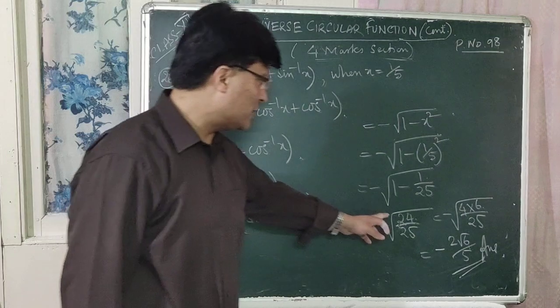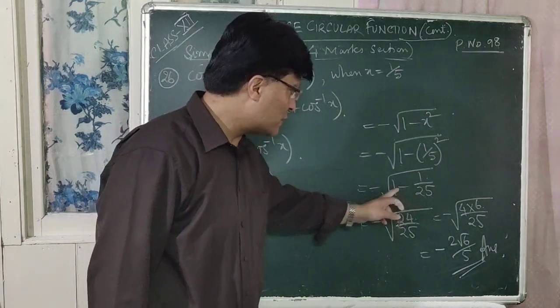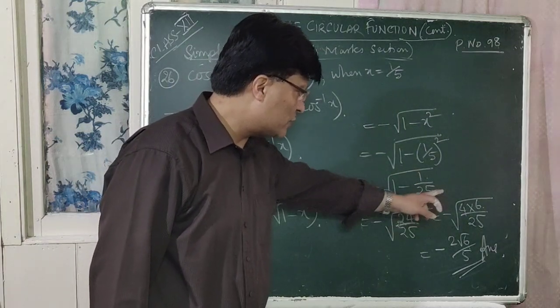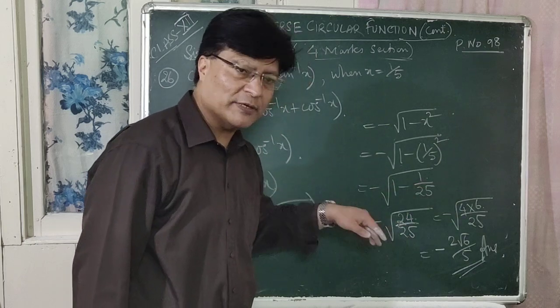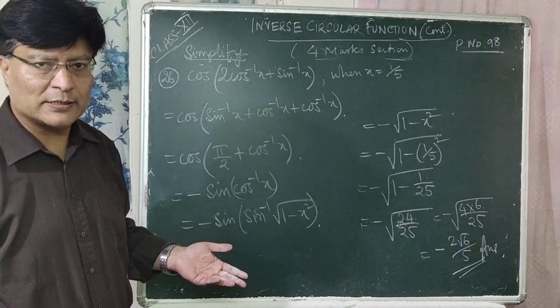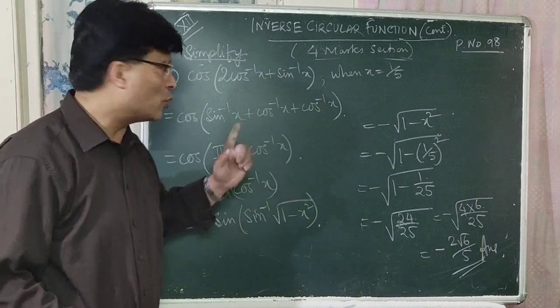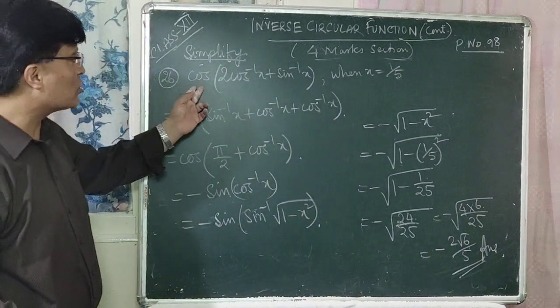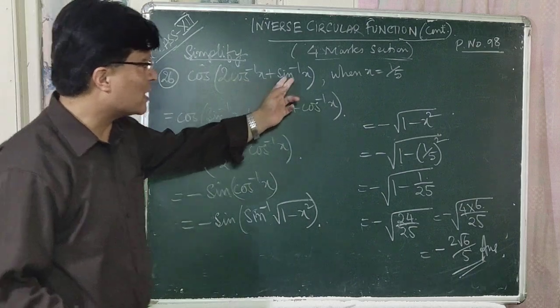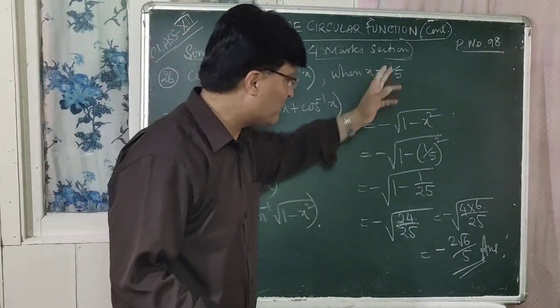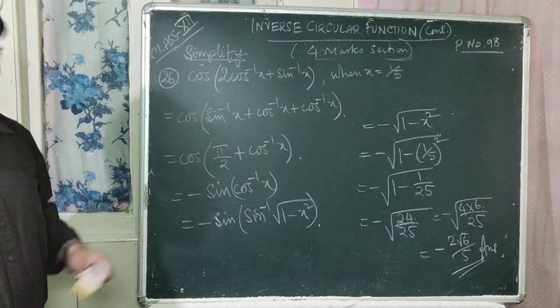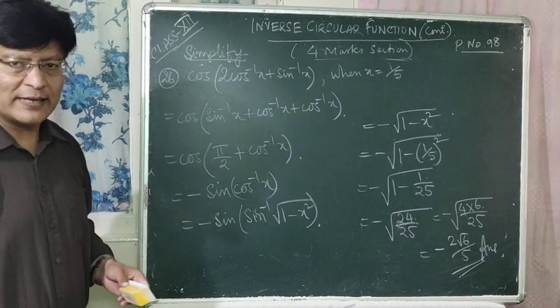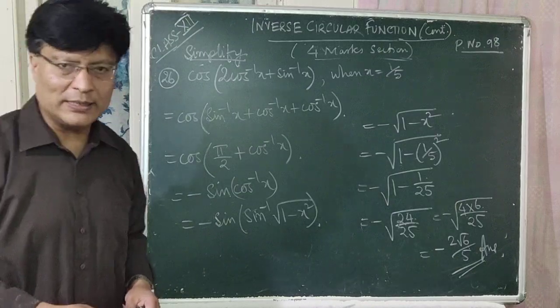So 25 ones are 25, minus 1 is 24. 24 is written as 4 into 6. The square root of 4 is 2 and the square root of 25 is 5. So 6 remains the same. So what is the simplified value of cos of 2 cos inverse x plus sin inverse x when x is equal to 1 by 5? It is minus 2 root 6 whole divided by 5. So this is the simplified answer for question number 26.